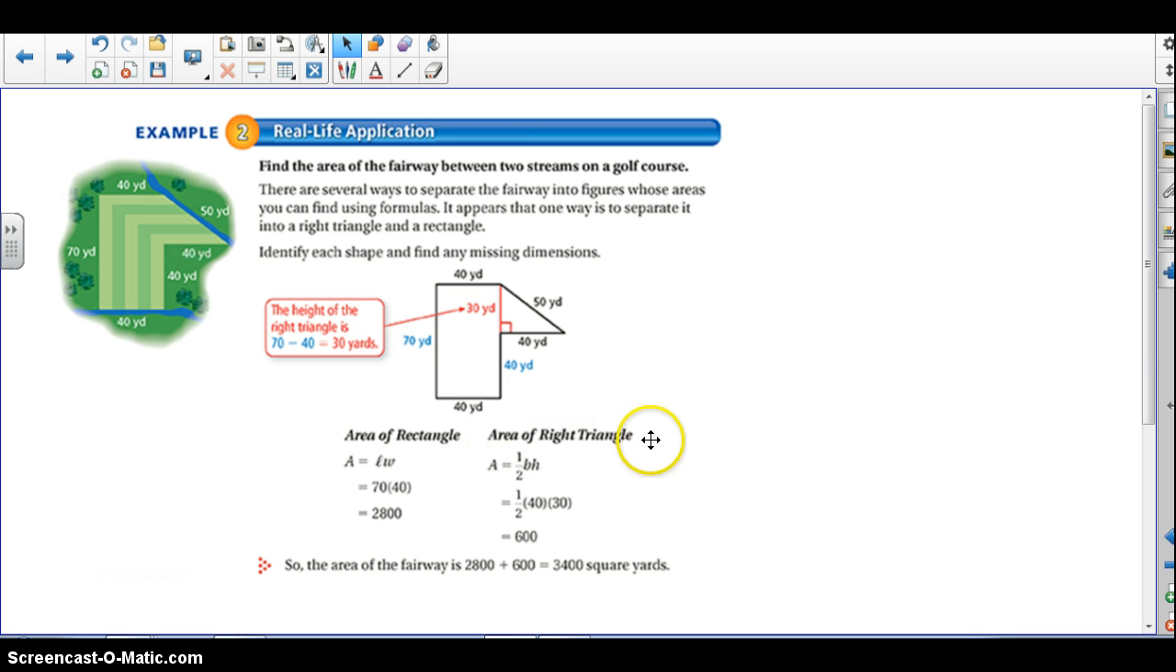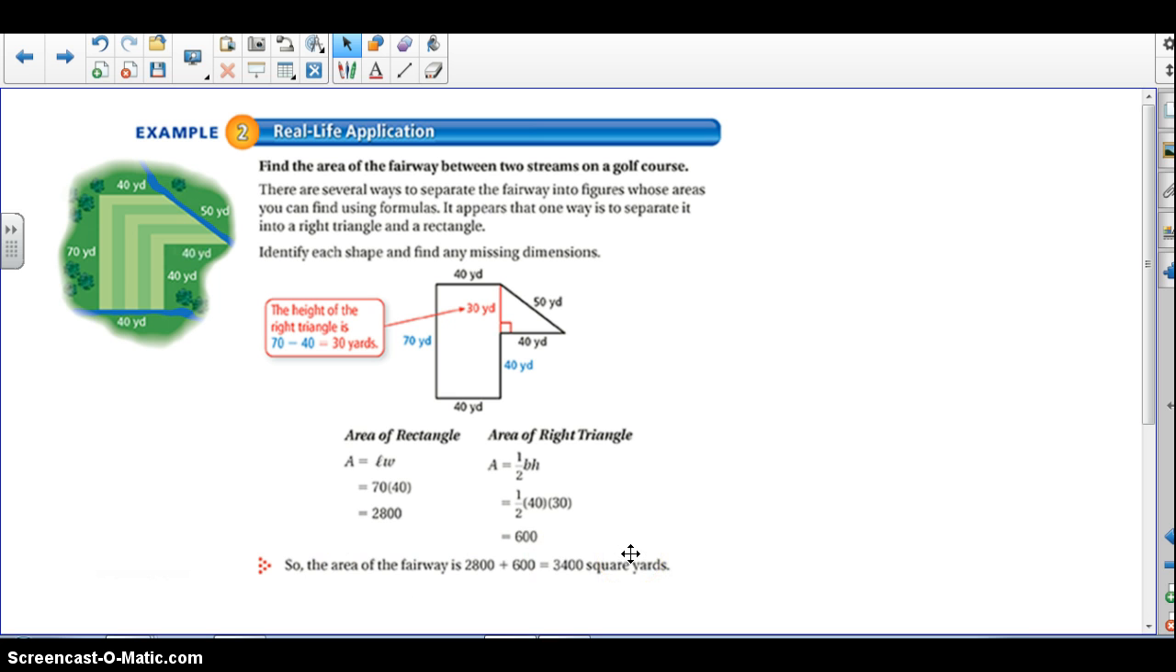Then they have the area of a right triangle. Wrote the formula, inserted the variables. Sorry about that, I had to pause for a second. So we're going to go back to the area of the right triangle. The formula, and then it's written out with the variables, and you have your answer. Then you need to add them both together to get your square yards.